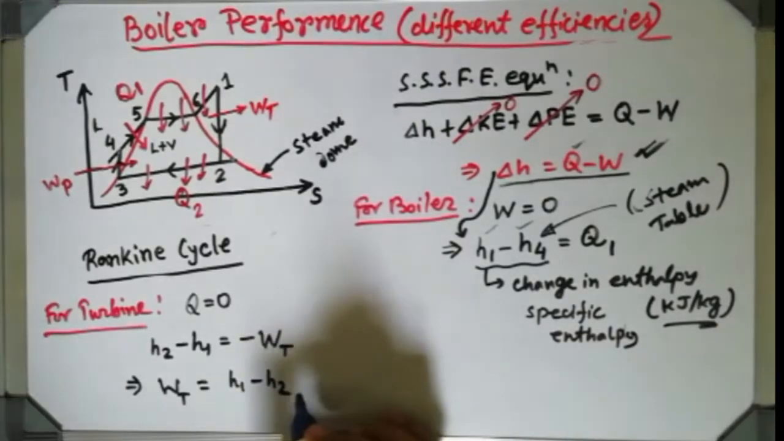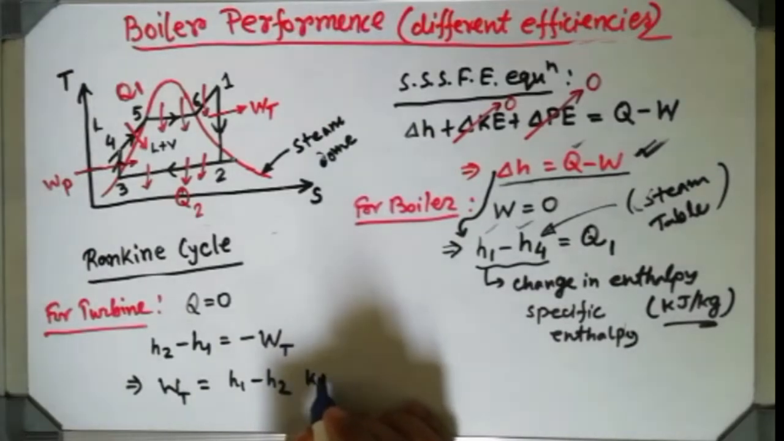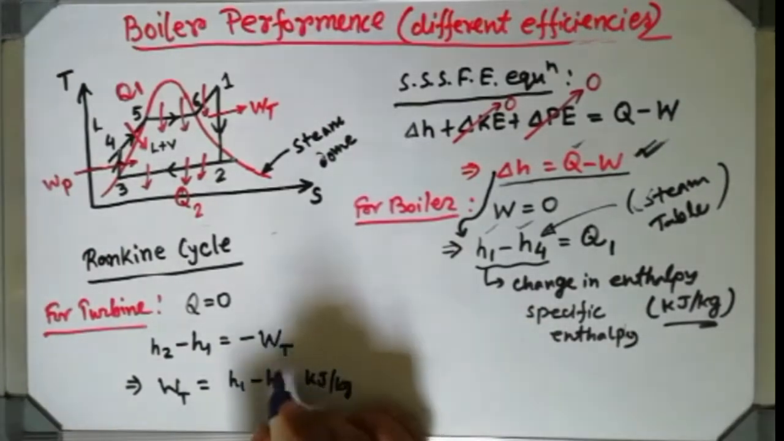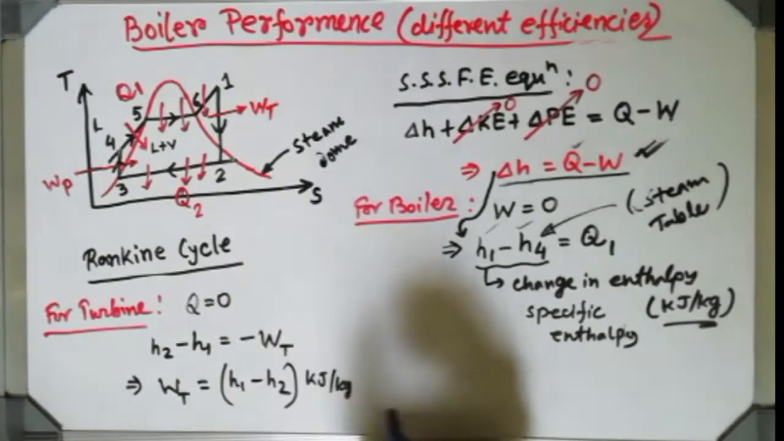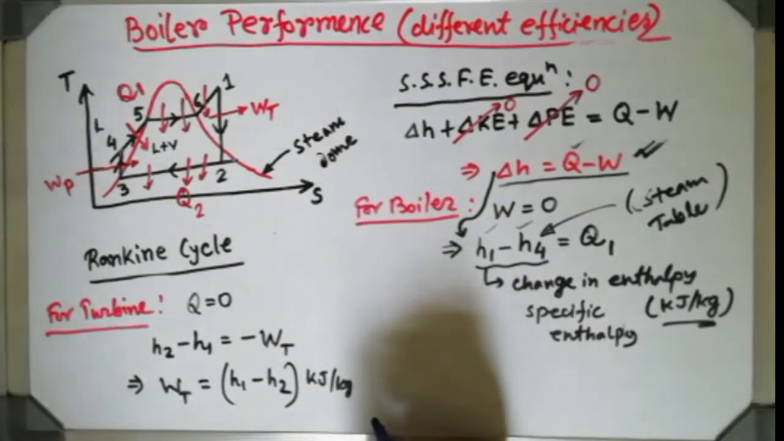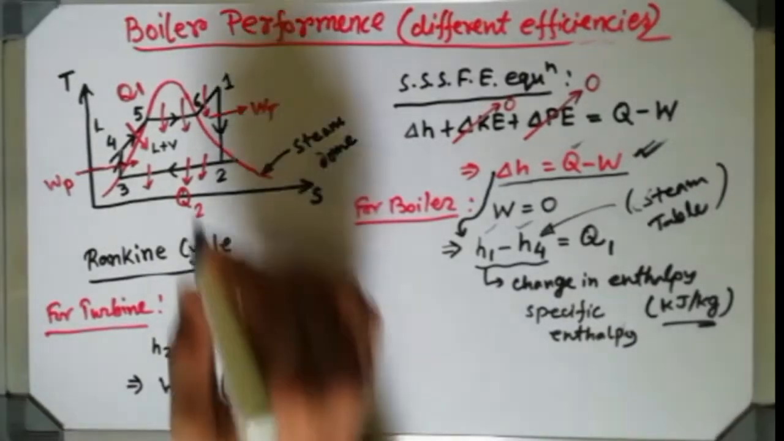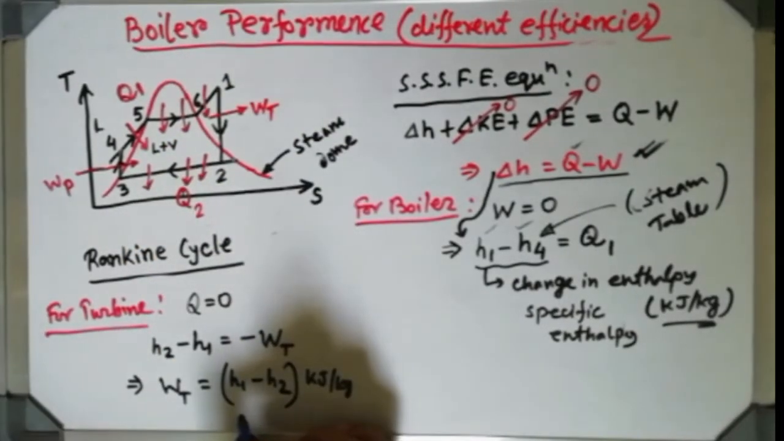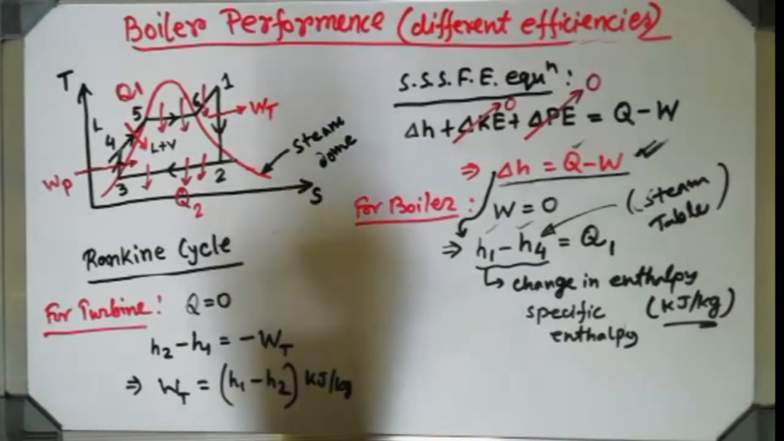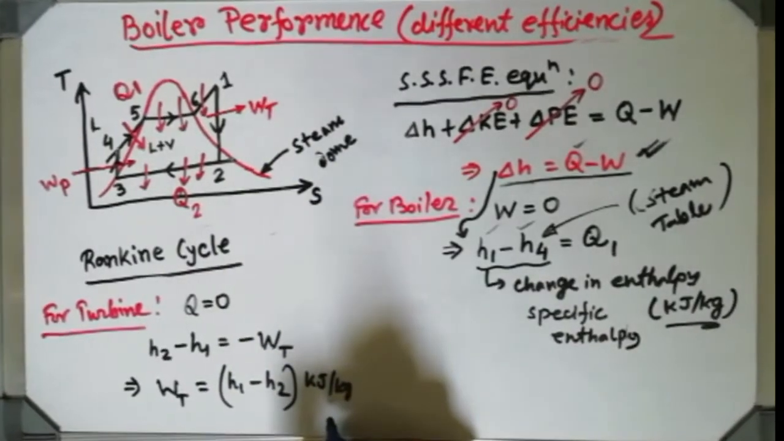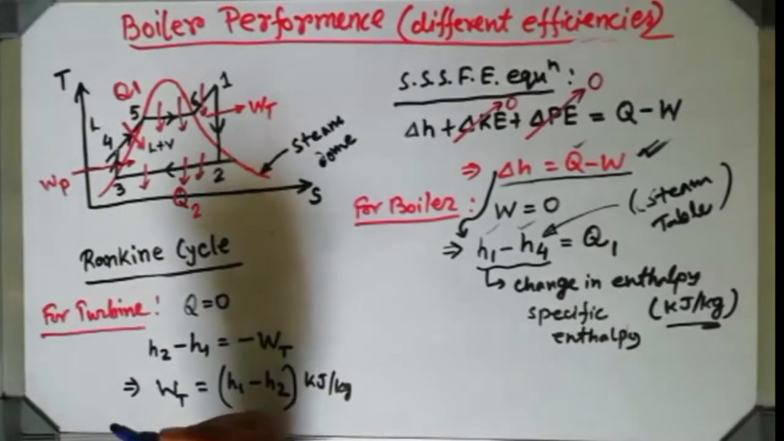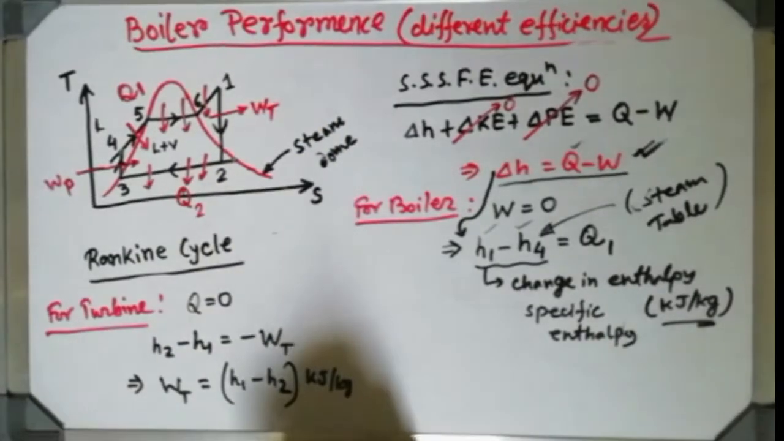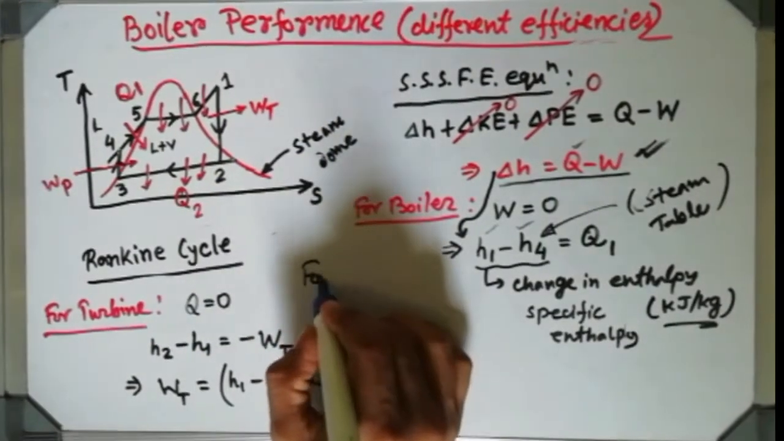Okay, so similarly it will also come with the unit of kilojoule per kg, H1 minus H2. In this case also, the enthalpy values you can find from the steam table if you know the pressure. Obviously pressure will be known to you. So H1 minus H2 will be the work produced by the turbine for 1 kg of working fluid. You can see the unit, it is kilojoule per kg. So for 1 kg of working fluid, how much work is being produced by the turbine, you can find from here.